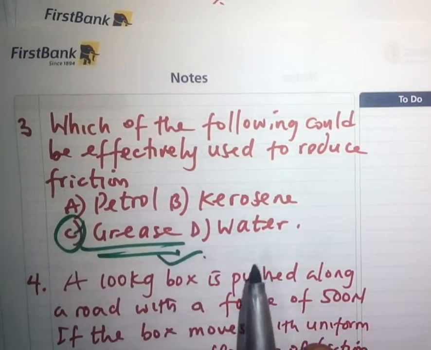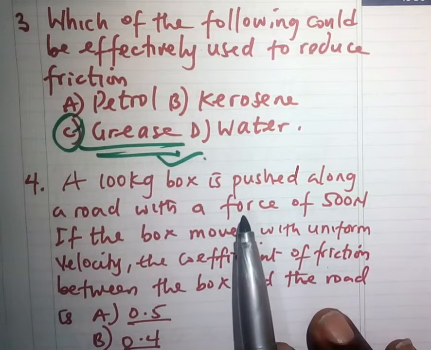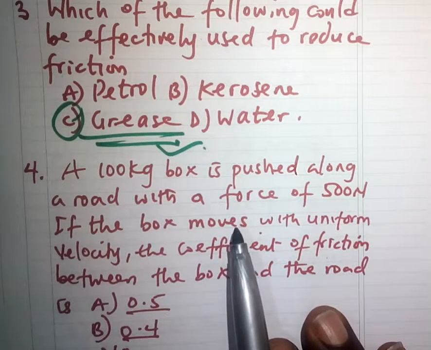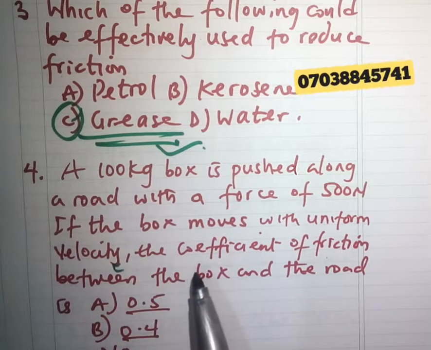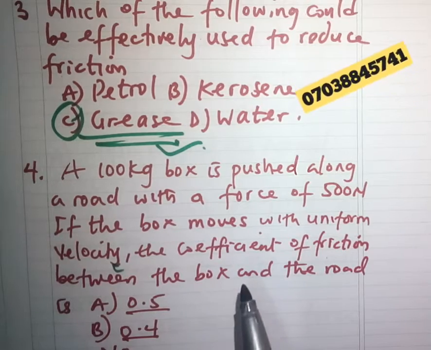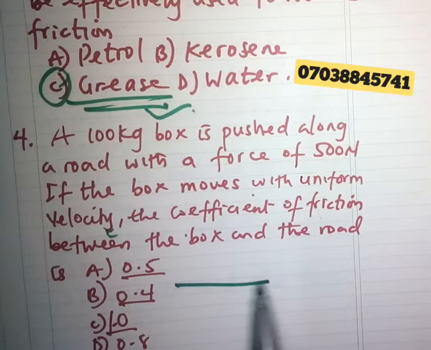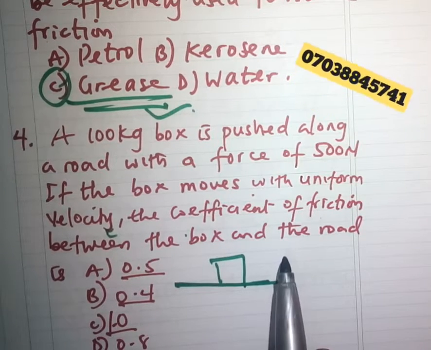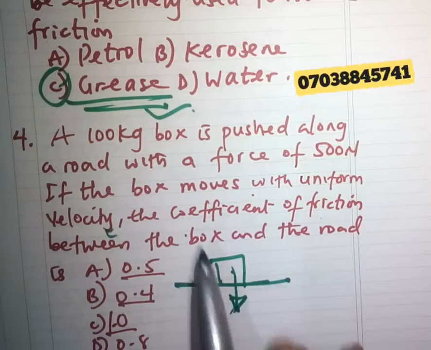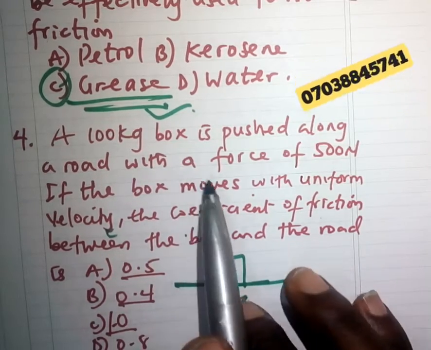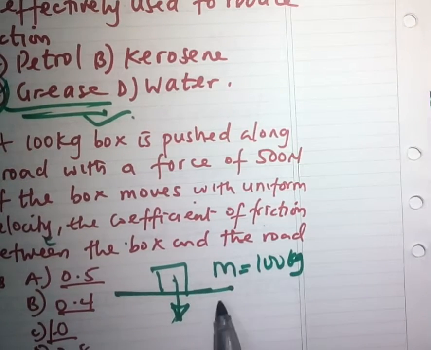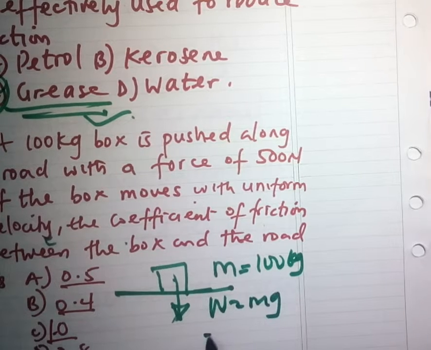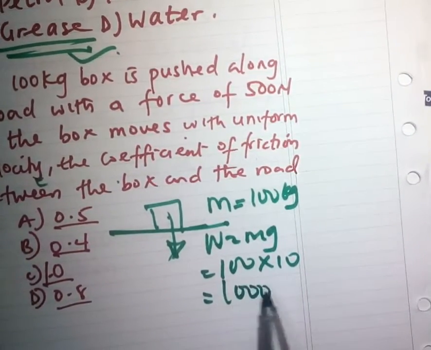Now next one, we are told that a 100 kg box is pushed along a road with a force of 500 newton. If the box moves with uniform velocity, the coefficient of friction between the box and the road is dash. So this is very straightforward. This is just the body right here. It's not an inclined plane right now. The weight of this body acts downwards, and the mass of this body is 100 kg. You multiply that by 10, W equals mg. So 100 times 10 will give you the weight. So the weight of this body is 1000 newton.